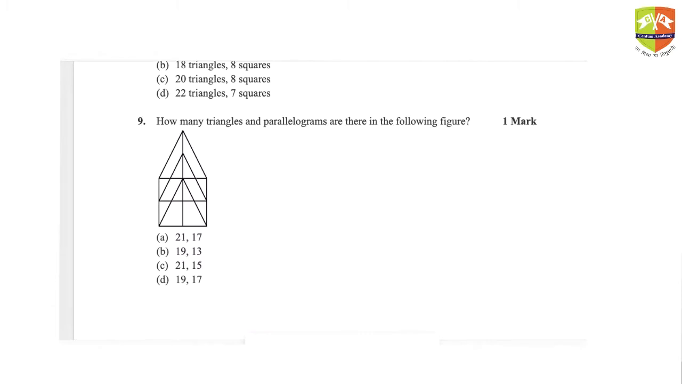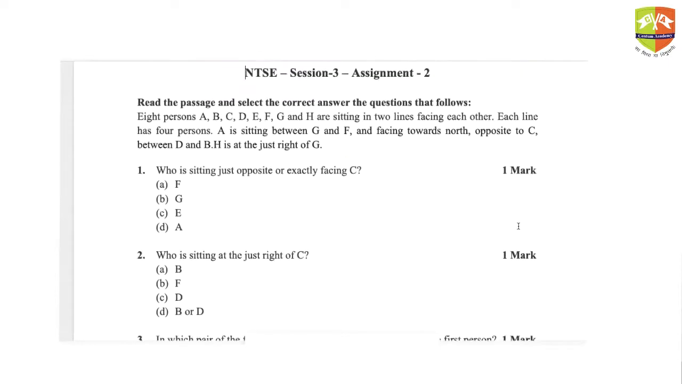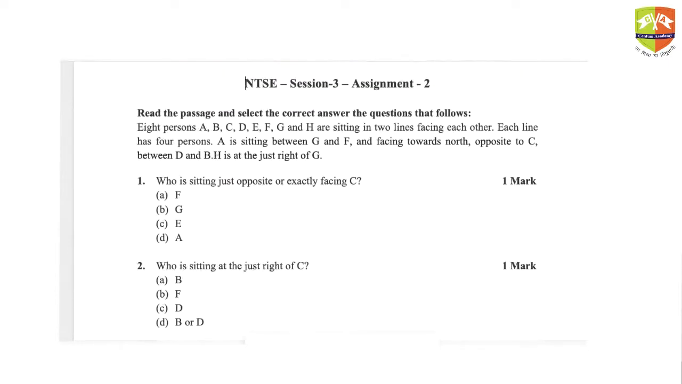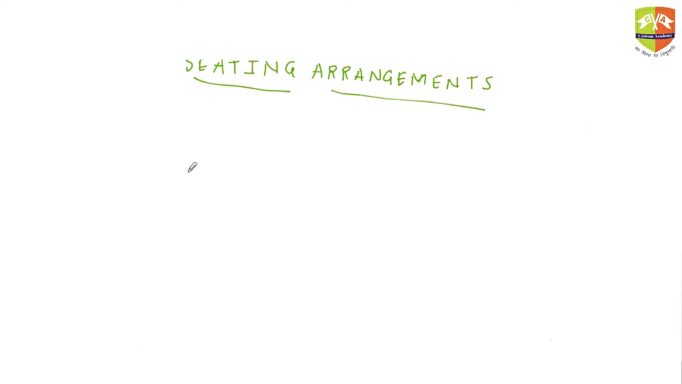Now let me move to another topic, which is seating arrangements. So this is the first question. One thing that you need to make clear in your mind is, in seating arrangement, you have to look at the direction in which the objects are facing. Why? Because it would always be written that A is sitting right of B, B is sitting left of C. How the direction in which the objects are facing matters is like this.